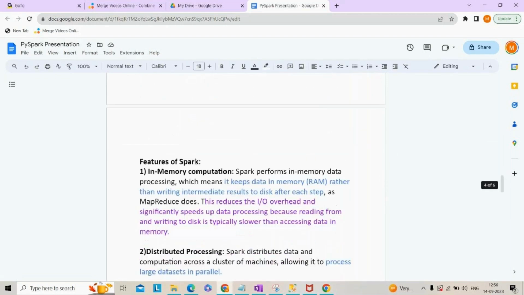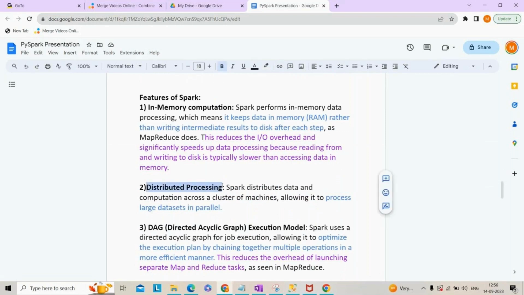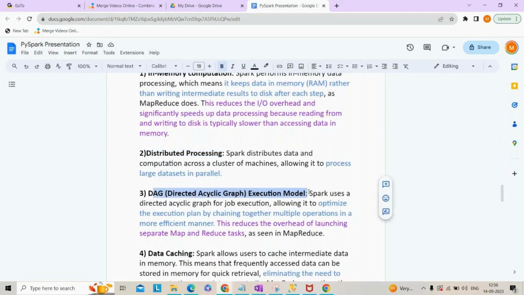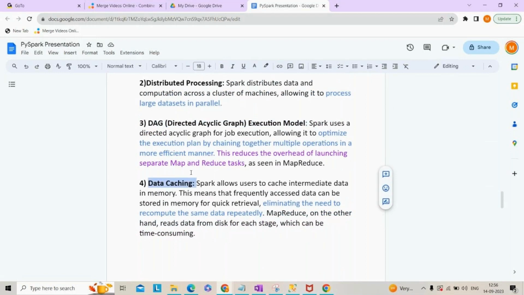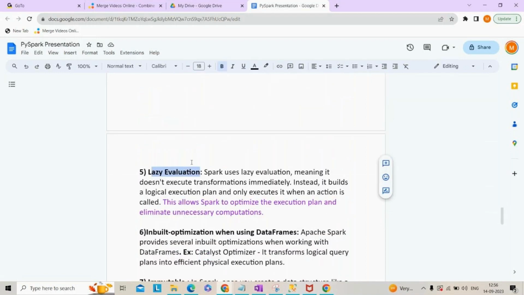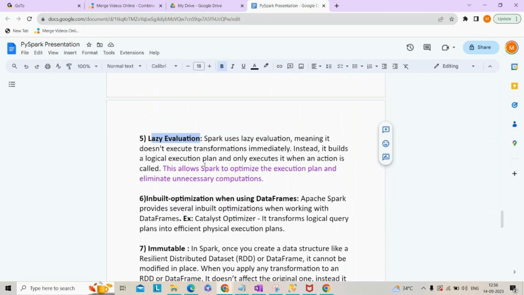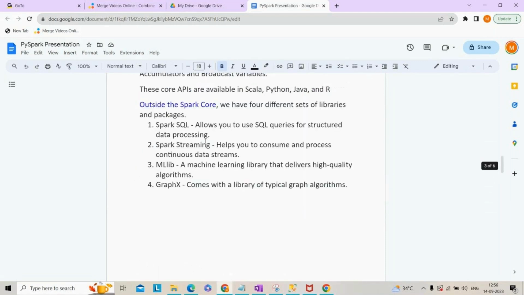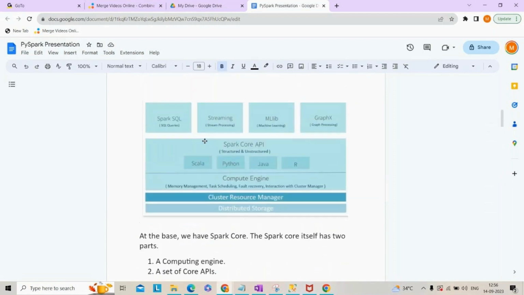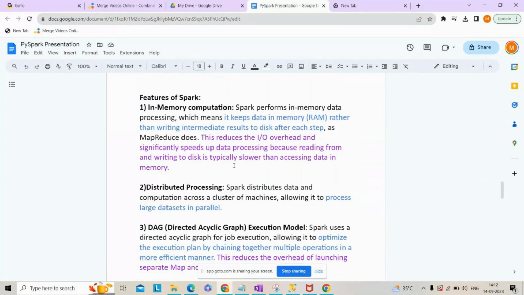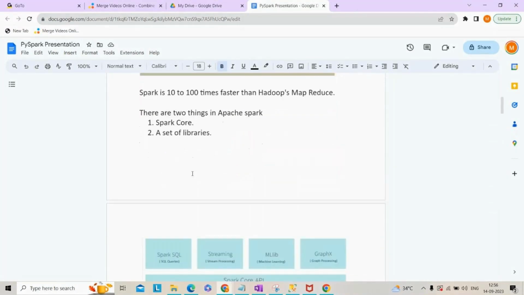In-memory computation, distributed processing, DAG execution model, data caching, lazy evaluation, inbuilt optimization. Because of these features, Spark is 10 to 100 times faster than Hadoop's MapReduce. Guys, don't worry. I will give you a more detailed explanation on each and every Apache Spark feature in my upcoming videos.